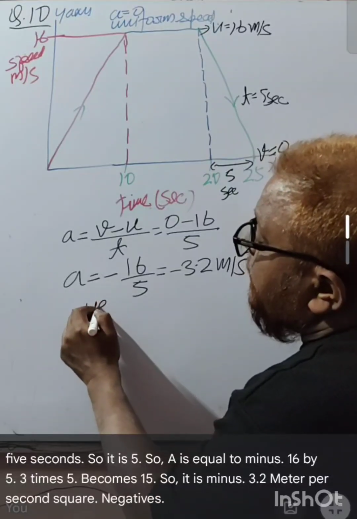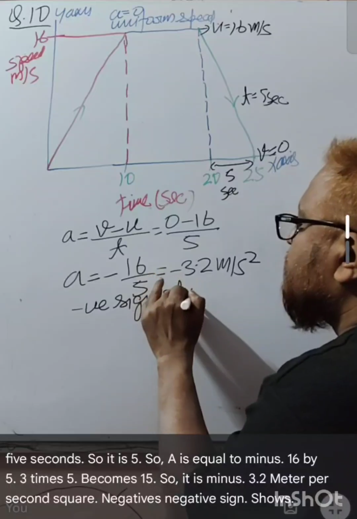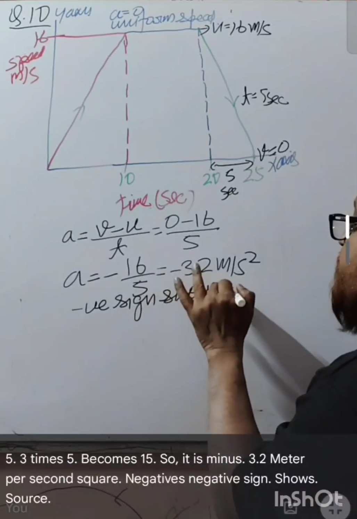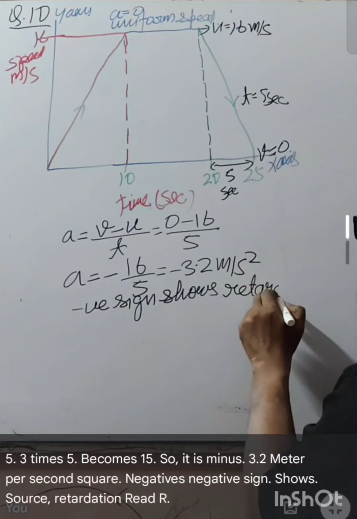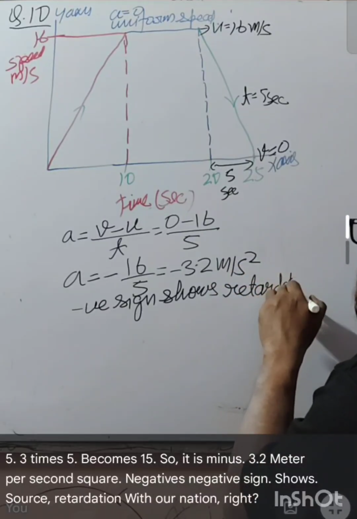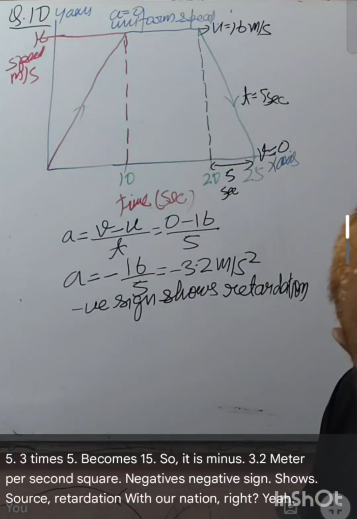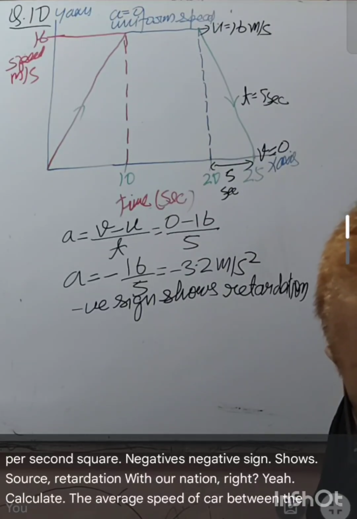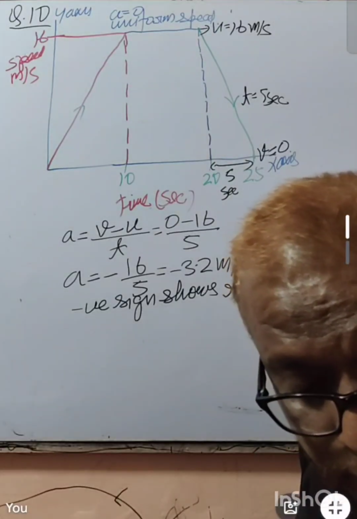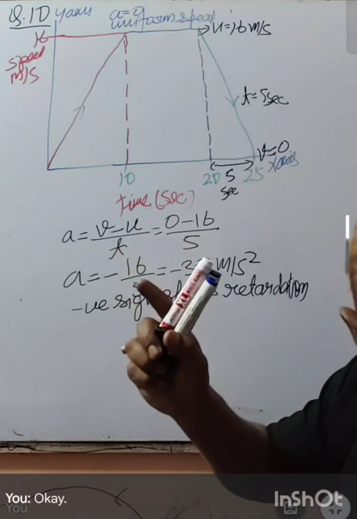Negative sign shows retardation. Right? Yeah. Calculate the average speed of the car between the two set of signals.